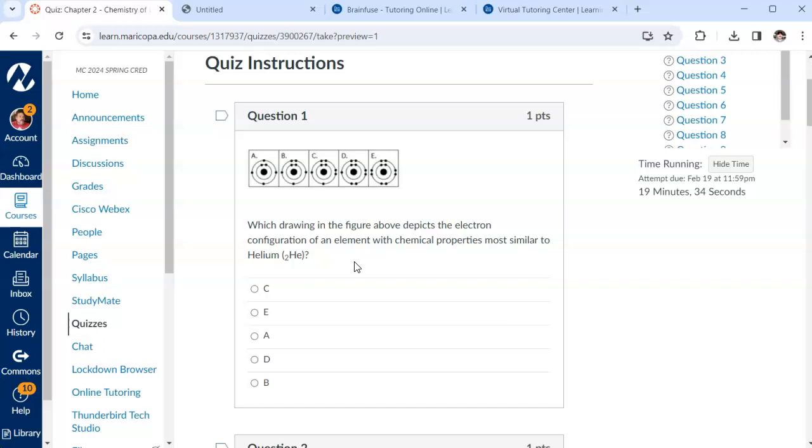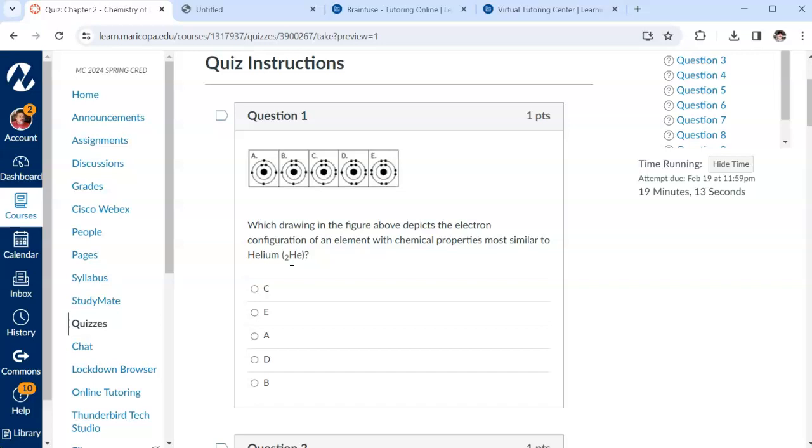Because it has 2 protons, that's what gives it its atomic number. It's going to have 2 electrons in its outer shell, right? And so anything with 2 electrons in its outer shell would be most similar to helium.